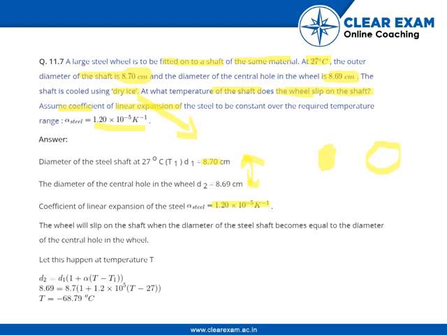Therefore, let this happen at the temperature T. Therefore, D2 is equal to D1 into 1 plus alpha and the change in temperature. So D2 is 8.69, D1 is 8.7 and alpha, as we know, is 1.2 into 10 to the power minus 5, into T minus 27. Therefore, the temperature would come as minus 68.79 degrees centigrade when the shaft will go into the hollow center.